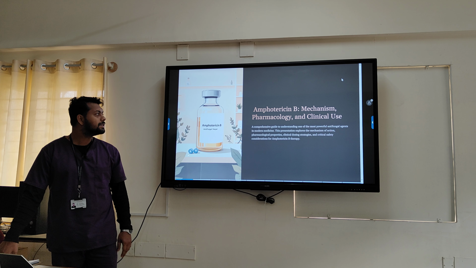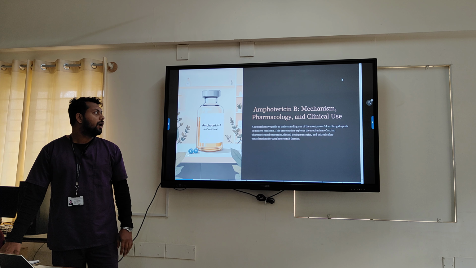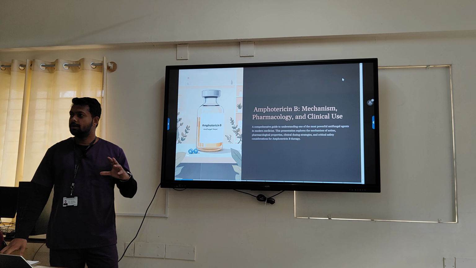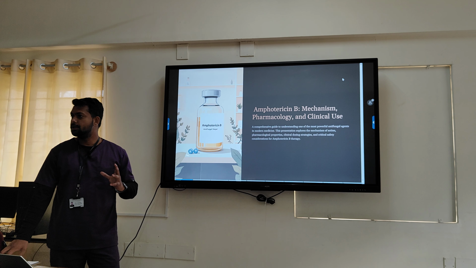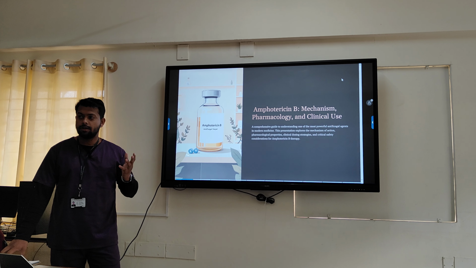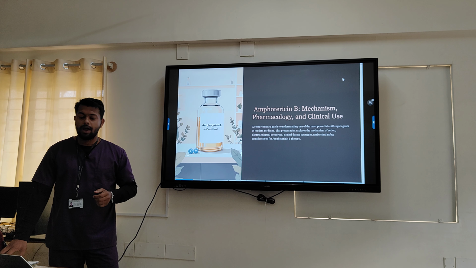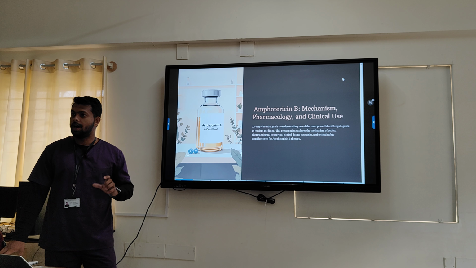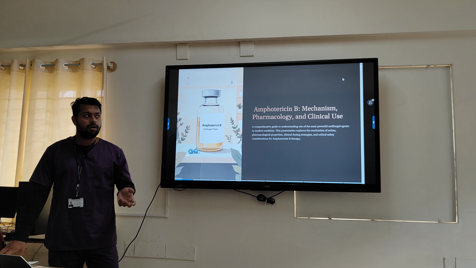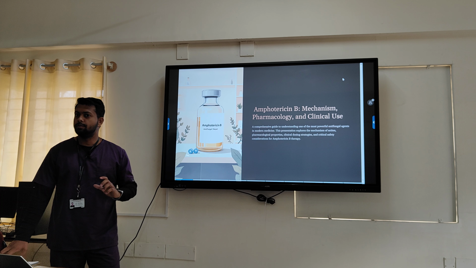Now we'll see how this drug acts and what its pharmacological action is, like what the half-life, duration, and volume of distribution are, and how it is given, whether orally, as an infusion, or as an IV bolus.